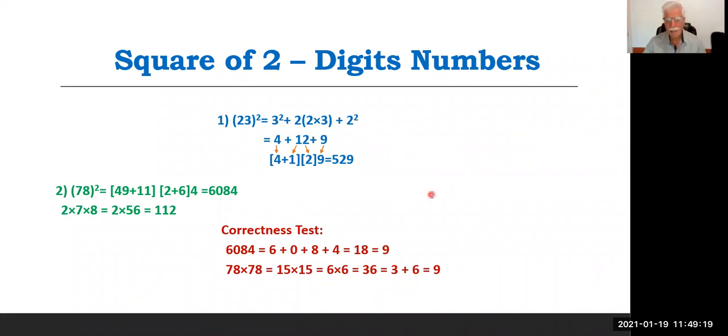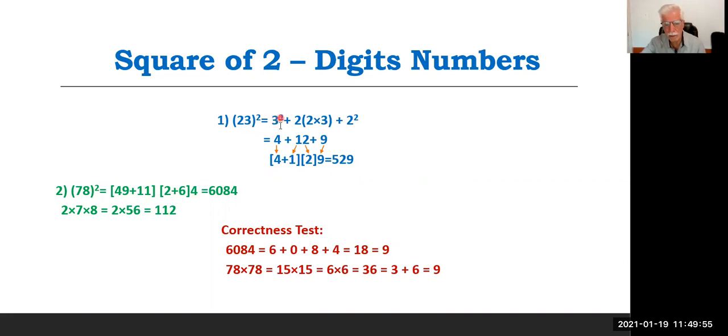Okay, now this is a very simple method, a square of a two-digit number. I have chosen a very small number, number 23. So we will explain how to find the square of number 23. Then I will explain how to find the square of 78, and the procedure for any other two-digit number is the same. First, we find the square of 3.